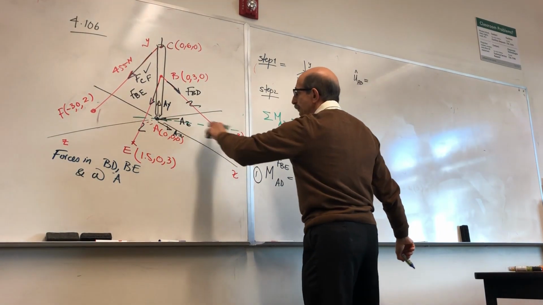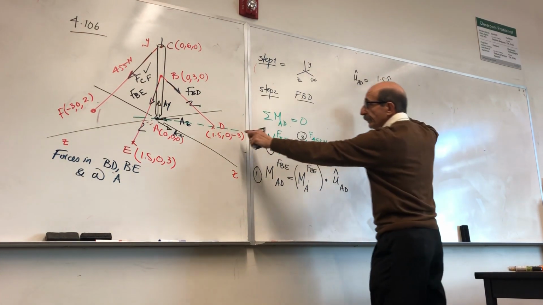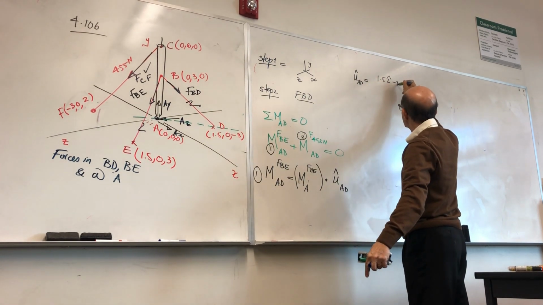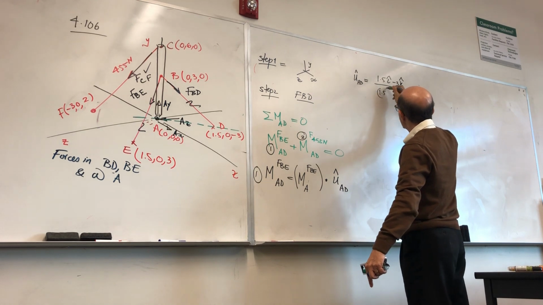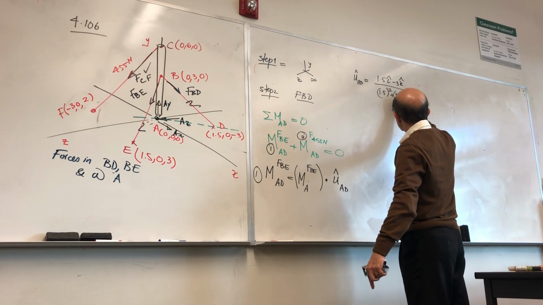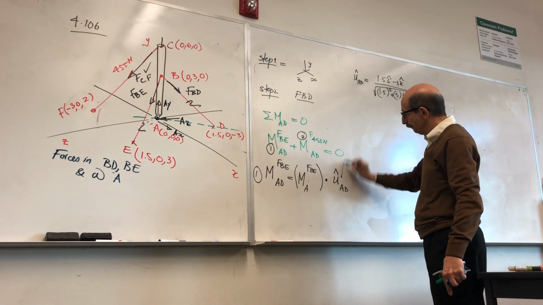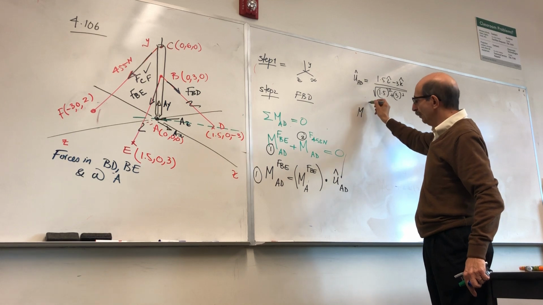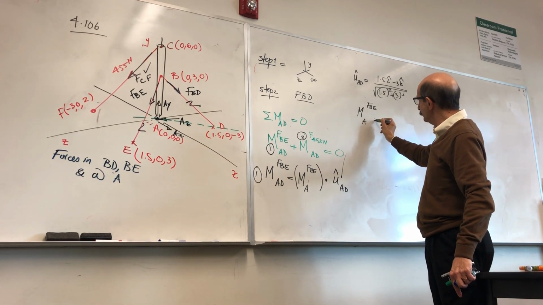You have all these coordinates, so it would be 1.5i, 0 minus 0j, minus 3 minus 0k, divided by the square root of 1.5 squared plus 3 squared. So that is the unit vector, right? Then you need to find the moment of force BE about A, right?